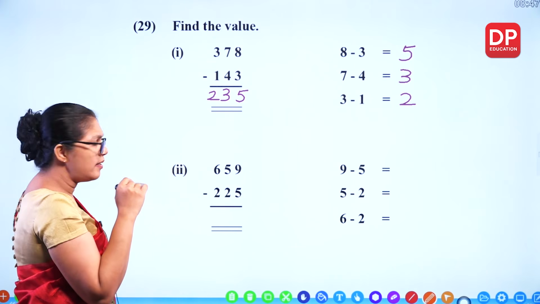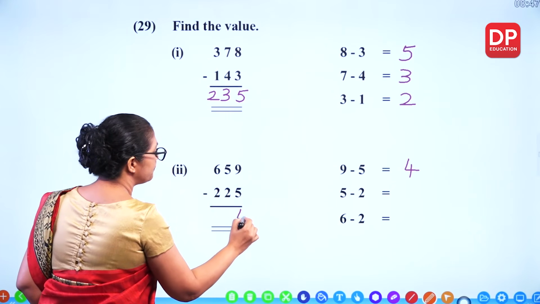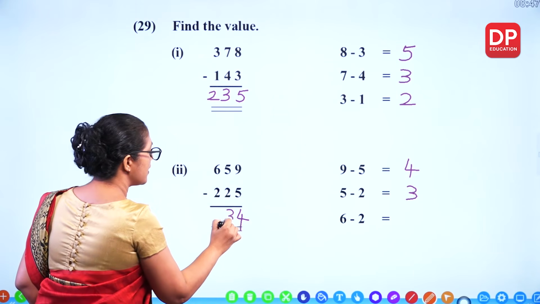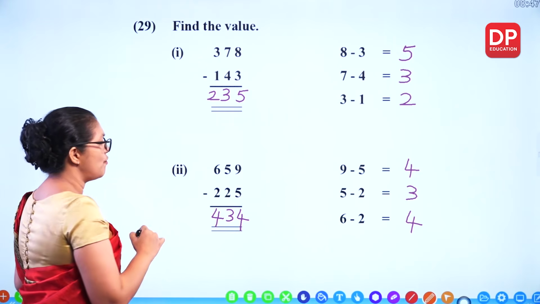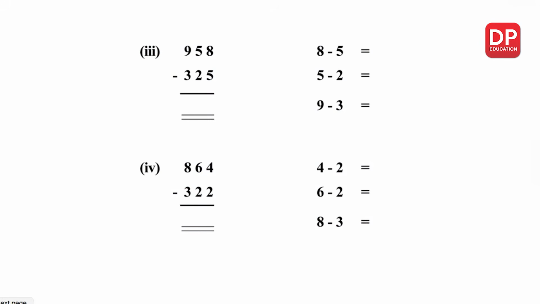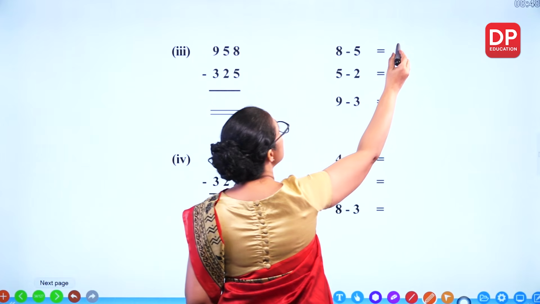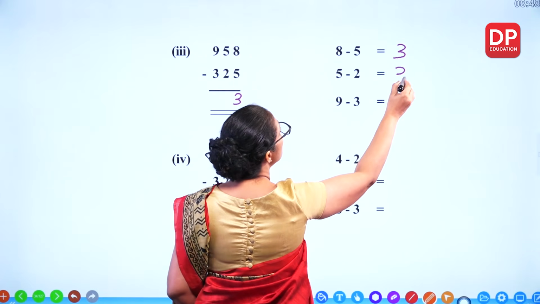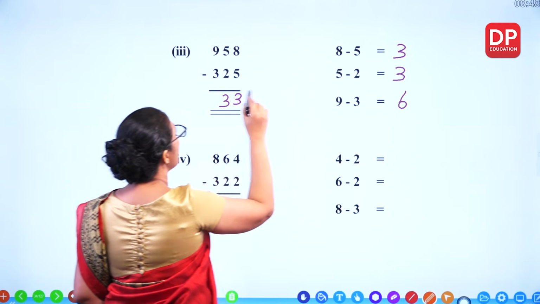Now look at this one. 9 minus 5, you get 4. 5 minus 2, that's 3. And 6 minus 2, you get 4. Now we'll do this one, 8 minus 5. So you start from the right side, units place or ones place. 8 minus 5, you get 3. Right here, 5 minus 2, 3. And 9 minus 3, you get 6.